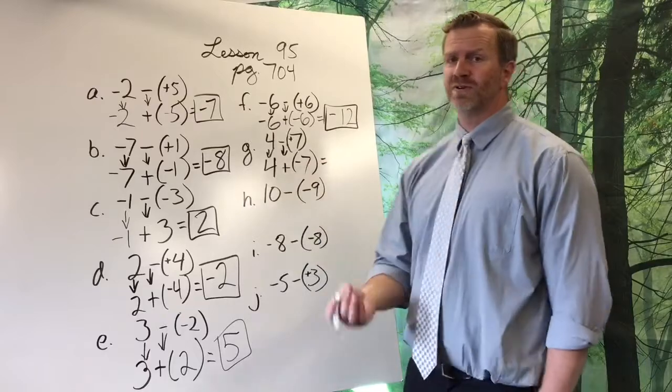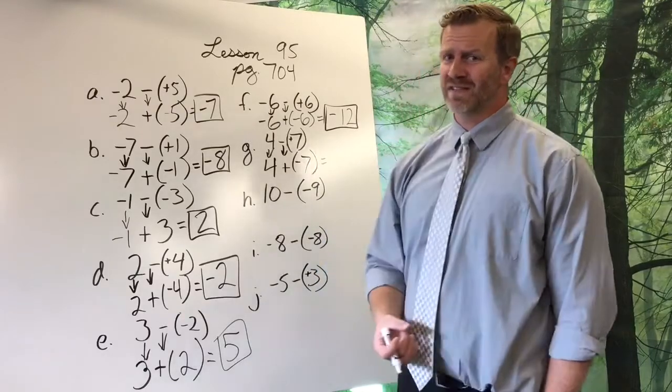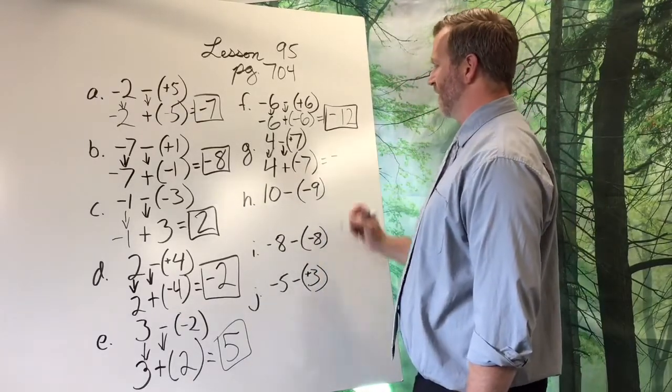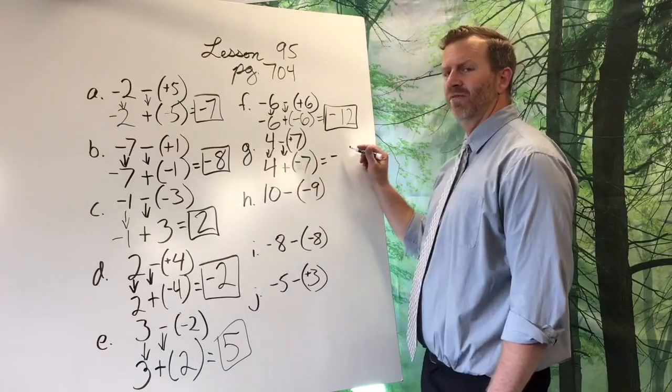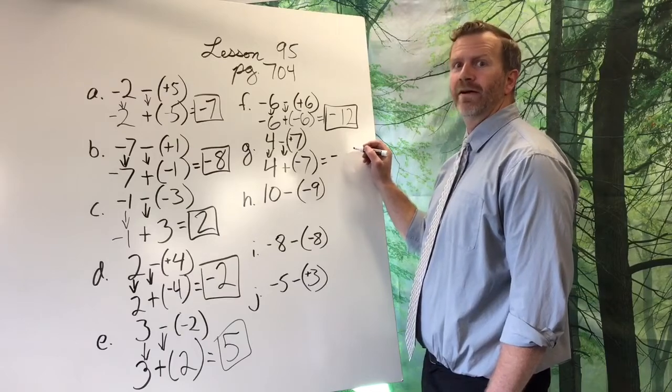Now, when we look at these two numbers, negative 7 is obviously bigger than 4, so it's going to be a negative answer. But when we go 4 plus a negative 7, that gives us a negative what, Johnny? Yell it out. Louder.